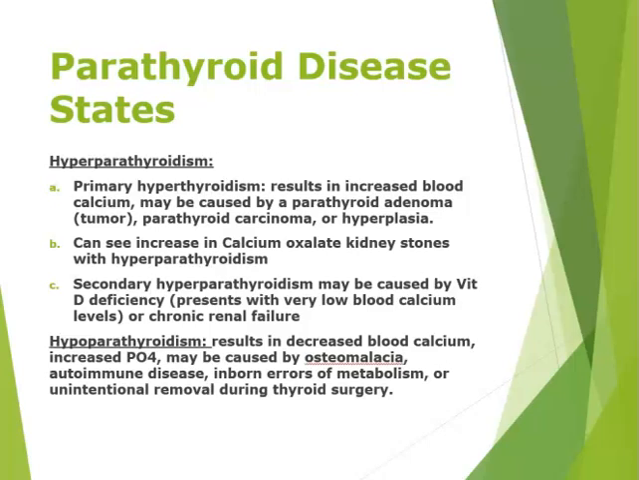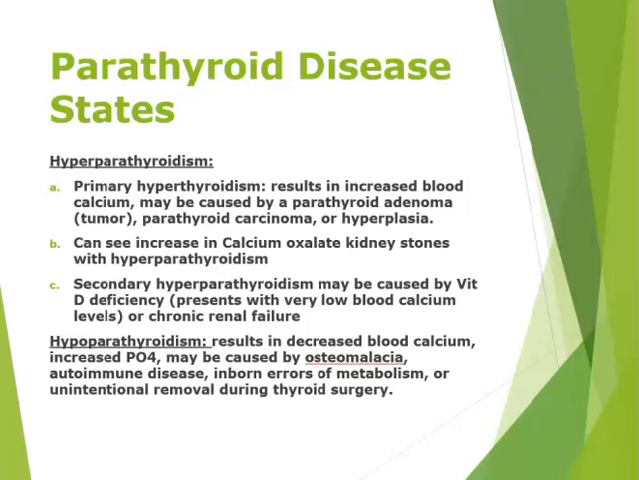You can have hyper and hypoparathyroidism. Let's first talk about hyperparathyroidism. Primary hyperparathyroidism results in an increased blood calcium and may be caused by a parathyroid adenoma or tumor, a parathyroid carcinoma, or a hyperplasia. Hyperplasia meaning an enlargement of a tissue. You can see an increase of calcium oxalate or kidney stones with hyperparathyroidism.